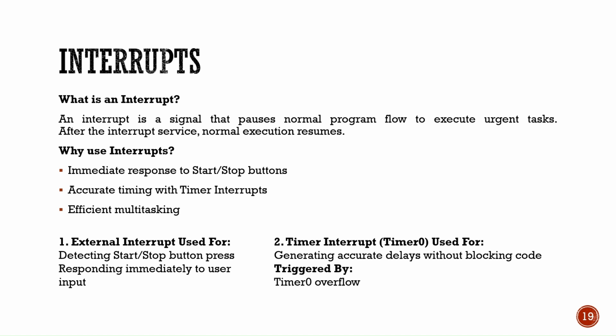Interrupts. What is an interrupt? An interrupt is a signal that pauses normal program flow to execute urgent tasks. After the interrupt service, normal execution resumes. Why use interrupts? Immediate response to start and stop buttons. Accurate timing with timer interrupts. Efficient multitasking.